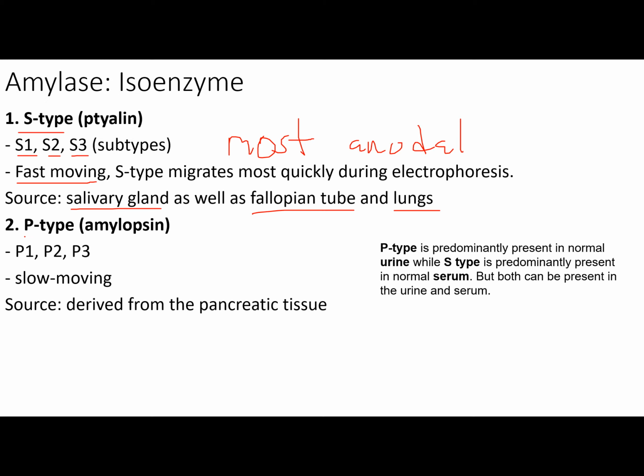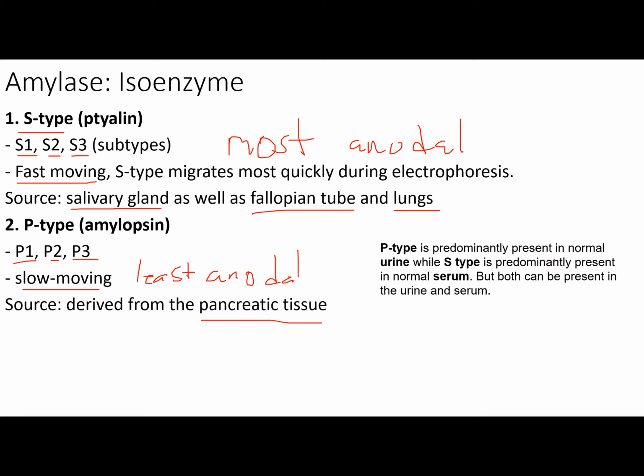Then we have the P-type. The P-type is also known as amylopsin. It also has subtypes P1, P2, and P3. It is slow-moving, the least anodal. So the fastest is the S-type while the slowest is the P-type. It is called P-type because the source is derived from pancreatic tissue.